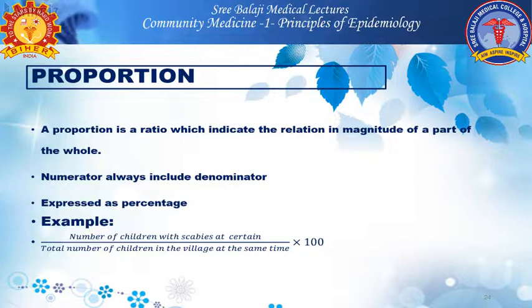Next is proportion. A proportion is a ratio which indicates the relation in magnitude of a part of the whole. The numerator always includes the denominator and is expressed as percentage. Proportion is nothing but a rate expressed in terms of a percentage.